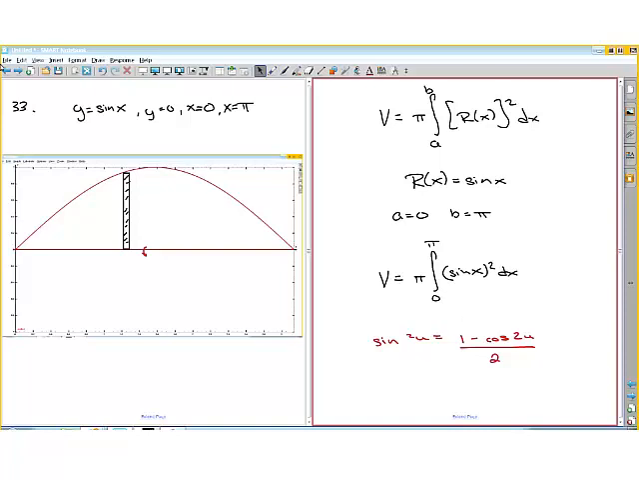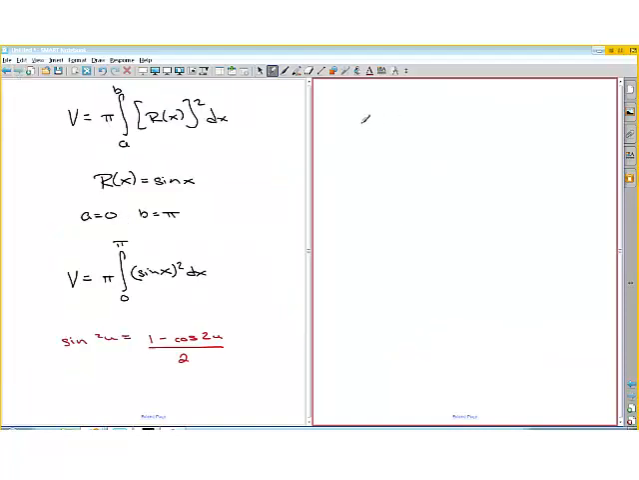So I'm going to make that substitution into my equation. So you get the volume is equal to pi times the integral from 0 to pi of 1 minus the cosine of 2x, divided by 2, whole thing times dx. So let's factor out the 1/2 just to make it easier to deal with.